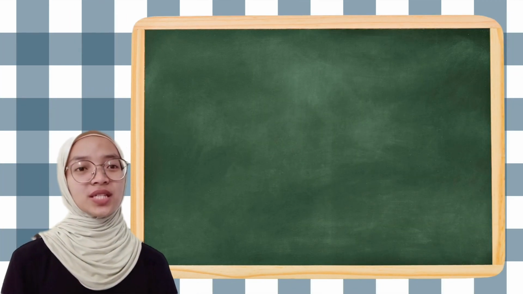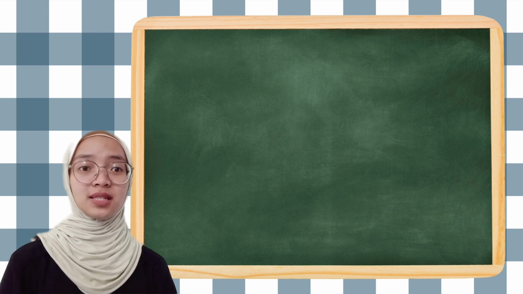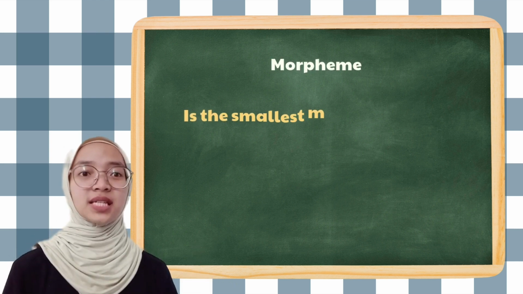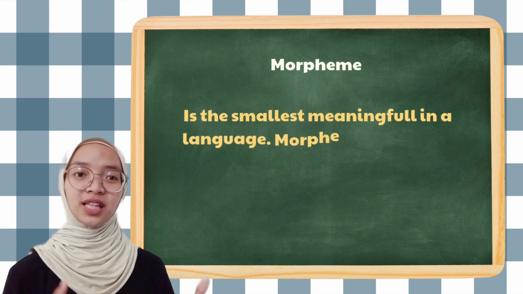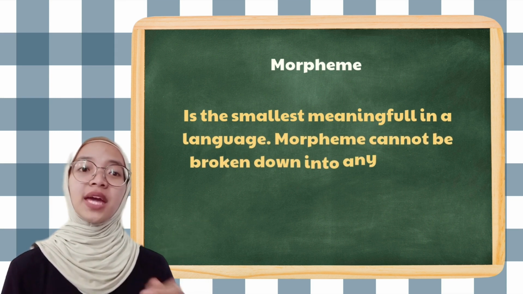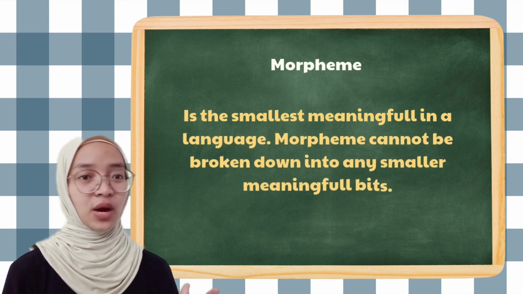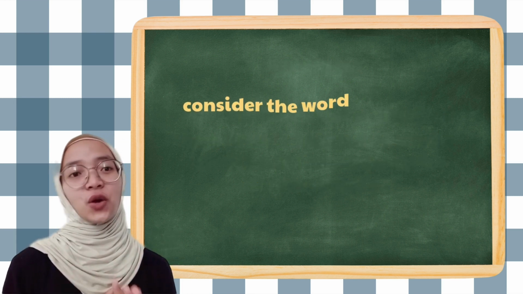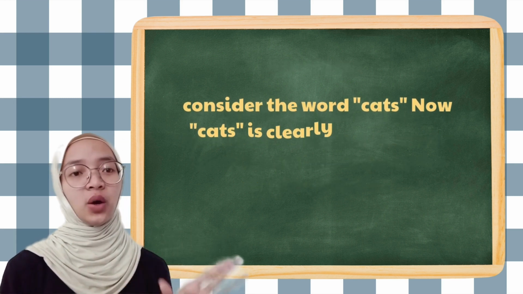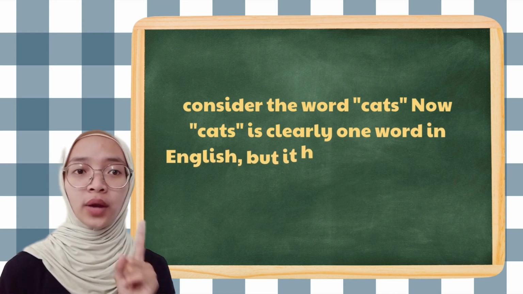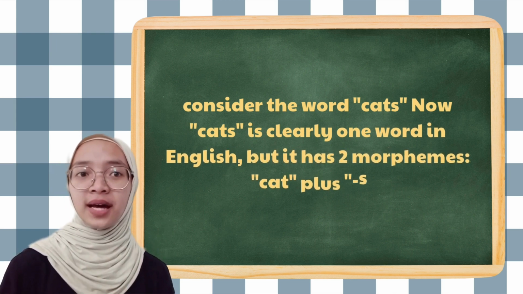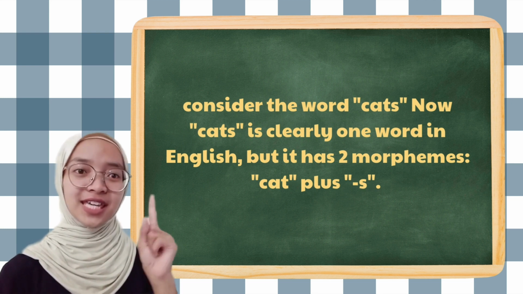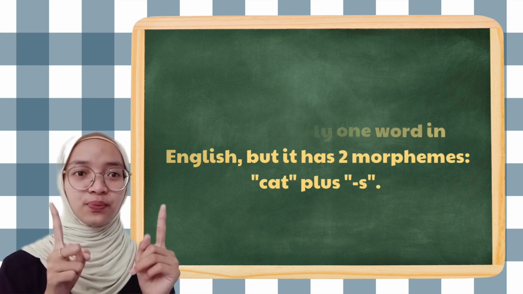The fundamental concept in morphology is the morpheme. What is the morpheme? A morpheme is the smallest meaningful unit in a language. A morpheme cannot be broken down into any smaller meaningful bit. For example, consider the word cat. Now, cat is one word in English, but it has two morphemes. Why? Because cat plus s.